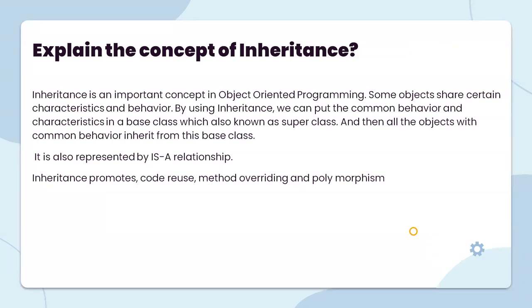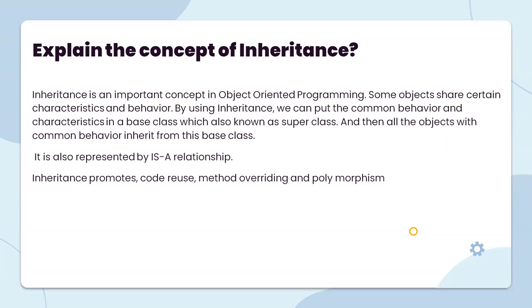Now explain the concept of inheritance. In simple words, inheriting the properties of the base class into subclasses. Inheritance is an important concept in object-oriented programming. Some objects share certain characteristics and behavior, so by using inheritance we can put the common behavior and characteristics in a base class, also known as the superclass. Then all the objects with the common behavior inherit from the base class.